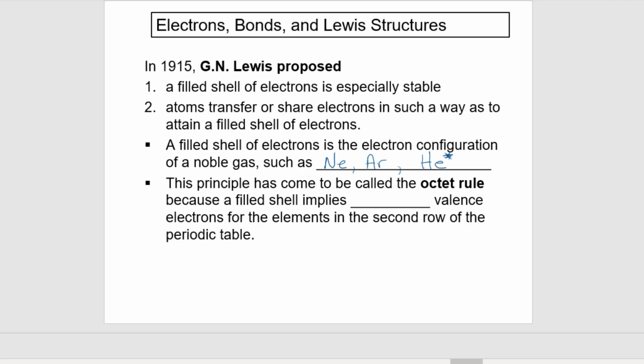But I want to take this moment in discussing filled outer shells to talk about this octet rule. We use this term a lot, and it means, in a very general sense, again, helium could be the exception, but it's not an exception given that it follows premise 1 and 2 above. But this principle is called the octet rule because a filled shell implies 8 valence electrons. Now, helium's so small, it couldn't have 8 valence electrons. Its maximum is 2. But because it reaches its maximum, it does technically meet the octet rule. But that's where the octet rule name comes from.